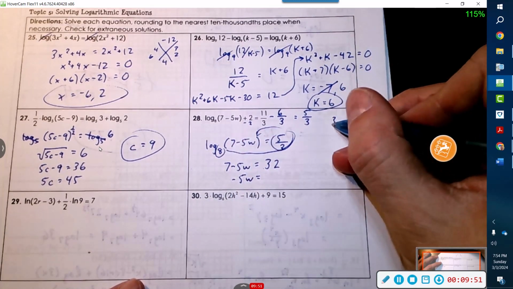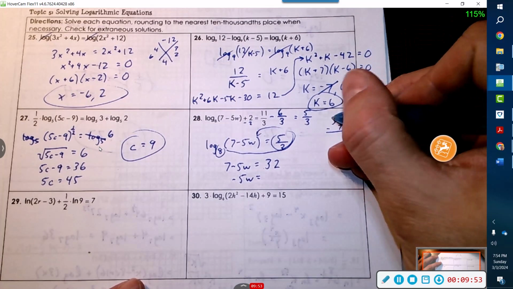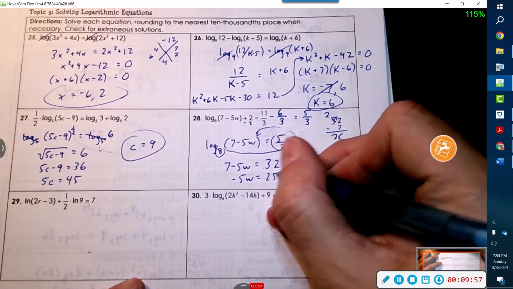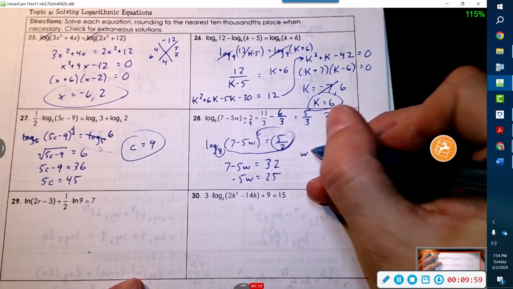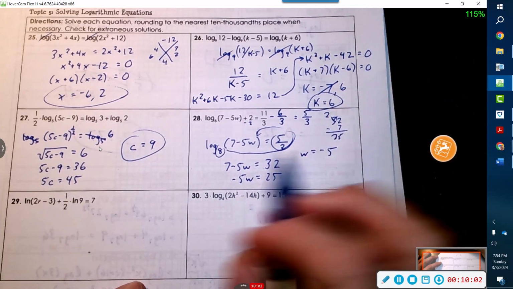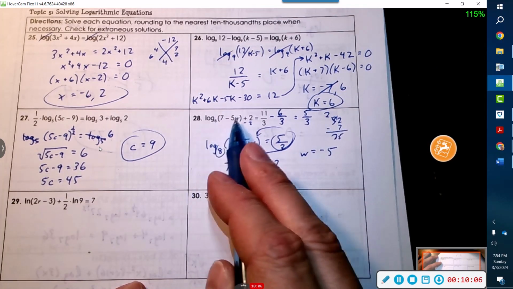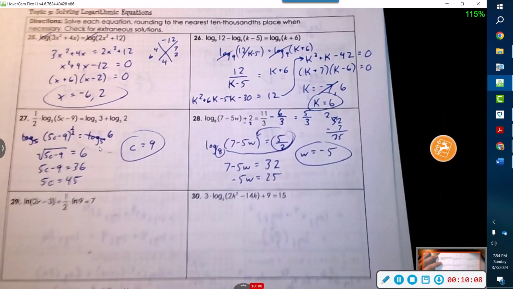32 minus 7, I do not trust I'm going completely without a calculator today. This is 525. Okay, so now it looks like W is -5. And is that going to, nope, minus a -25 here would give us a positive number. So we are good, -5.